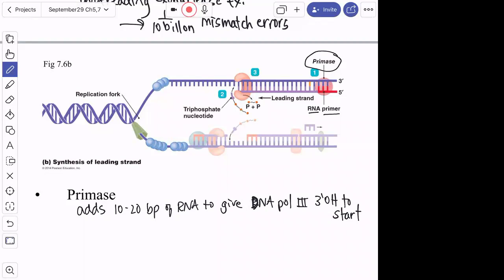Now, keep in mind, this RNA that it adds is temporary. It's RNA. You can't have a little strand of RNA in your DNA. So that's just temporary. Other enzymes are going to come in and cut that out and put in deoxynucleotides and not ribonucleotides. So primase does its work here. This shows the leading strand, and we'll get to the lagging strand in a minute, adding those triphosphate nucleotides. And again, this is going to be the 3' end of that new strand.